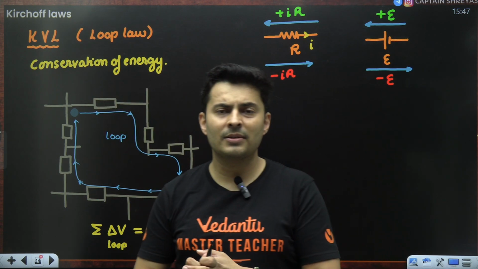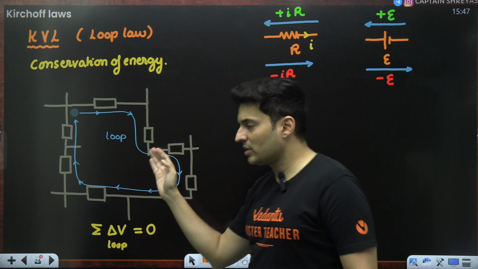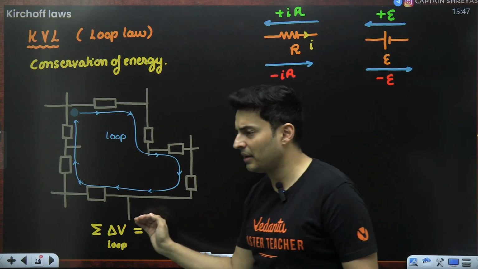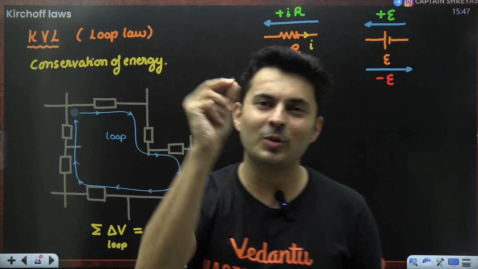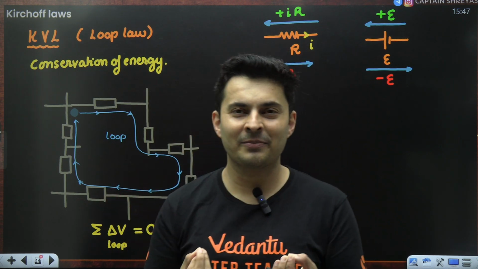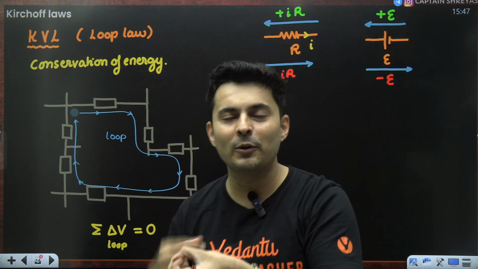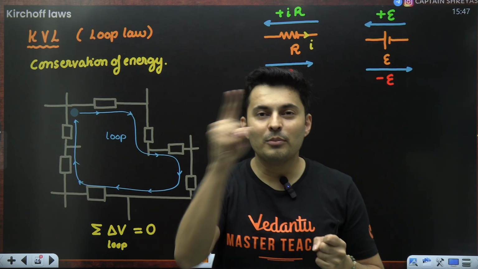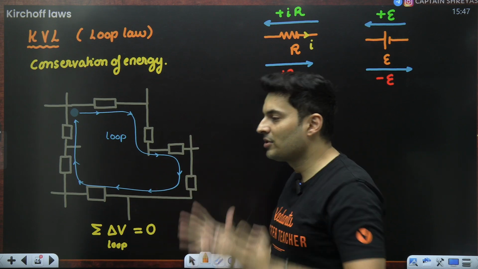Kinda makes sense. If over here I gain 2 volts, here I lose 3 volts, again I gain 2 volts, again I lose some 5 volts, I gain some volts, I lose some volts. When I come back, the total sum of the changes should be 0 because I have come back to the same point. If I increase my volts by 2, I should again decrease it by 2 when I come back to the same point. Understand that? So it's just based on the conservation of energy. Agreed? I hope this is absolutely clear.